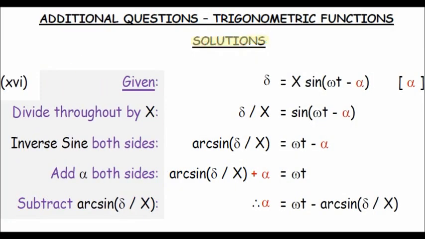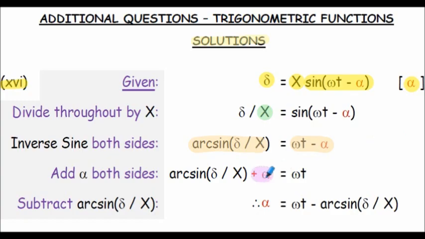Solutions continued. So solution for question 16. Given the equation, delta is equal to x multiplied by the sine of omega t minus alpha. We have to transpose for alpha. So first step in the process, we'll divide both sides by x. Next we'll take the inverse sine or the arc sine of both sides of the equation. So arc sine of delta divided by x on the left hand side. That leaves us with omega t minus alpha on the right hand side.